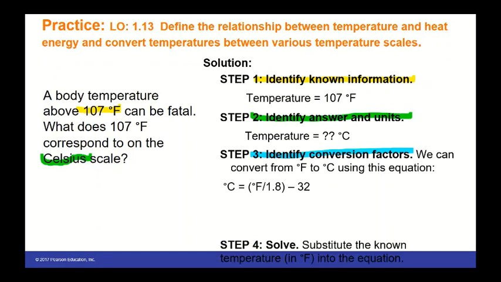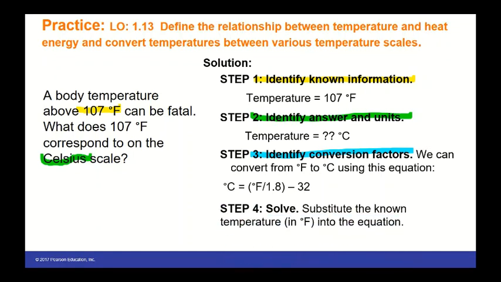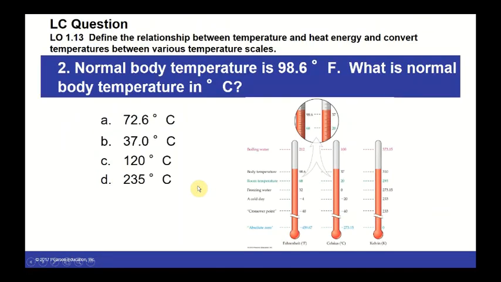All right, you use the equation where we substitute in the known temperature in Fahrenheit, and in your calculator, you end up with 41.66666, and you round that to two significant figures to get 42 degrees Celsius. Let's try one on your own.